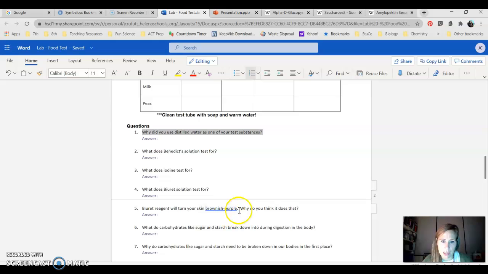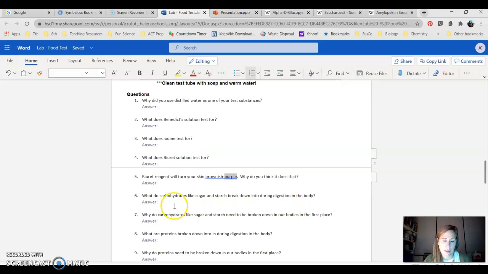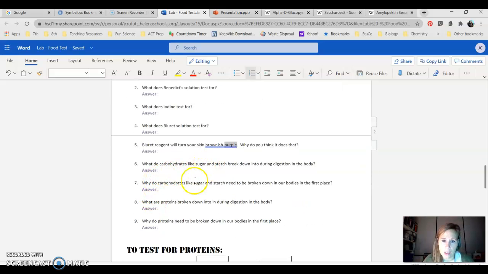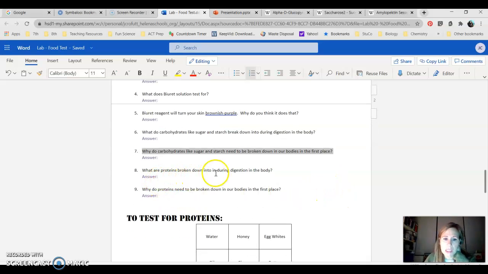And Biuret reagent will turn your skin brownish purple. So it has this purple color if you get it on your skin. Why do you think that is? What do carbohydrates like sugar and starch break down into? This is basically what you've been learning about in Amplify lately. So if we eat a carbohydrate, whether it's sugar or starch, what do we digest it to when it goes into our body? What do we absorb? And then why do carbohydrates like sugar and starch need to be broken down in our bodies in the first place? So basically, why do we need to digest anything? And then what are proteins broken down into during digestion?